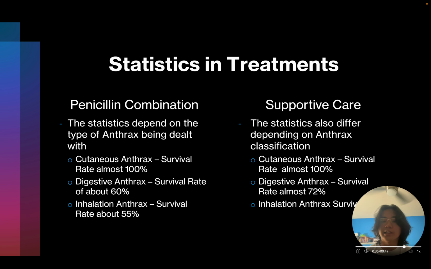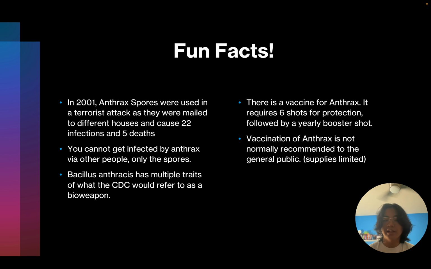With supportive care, the statistics also differ depending on anthrax classifications. Cutaneous anthrax has a survival rate of almost 100%. Digestive anthrax, almost 72%. And then inhalation anthrax has that percent. So, some fun facts.